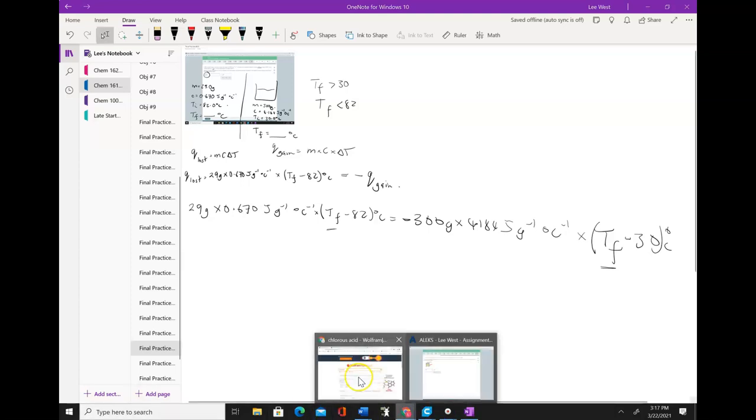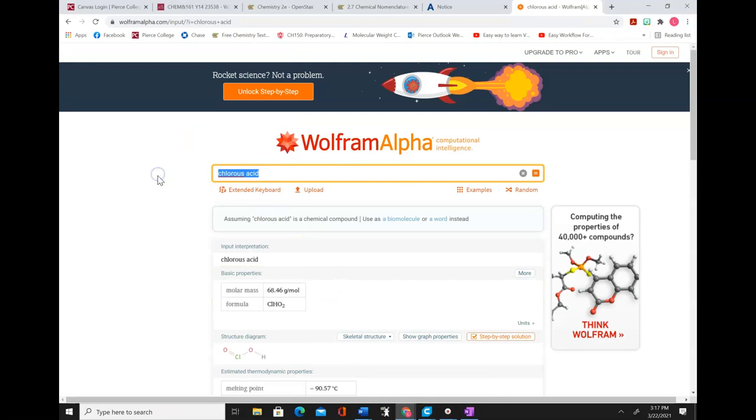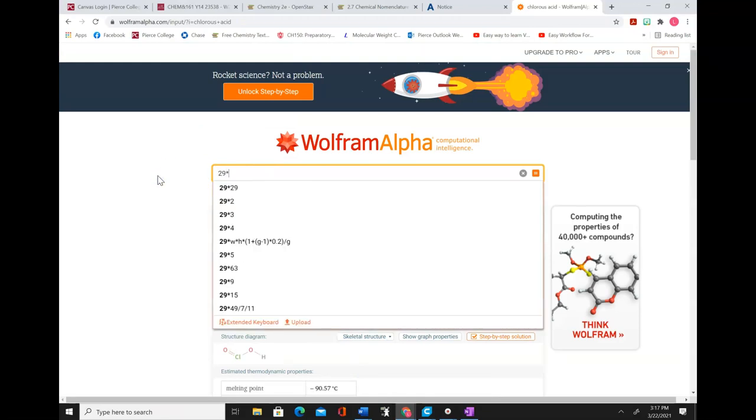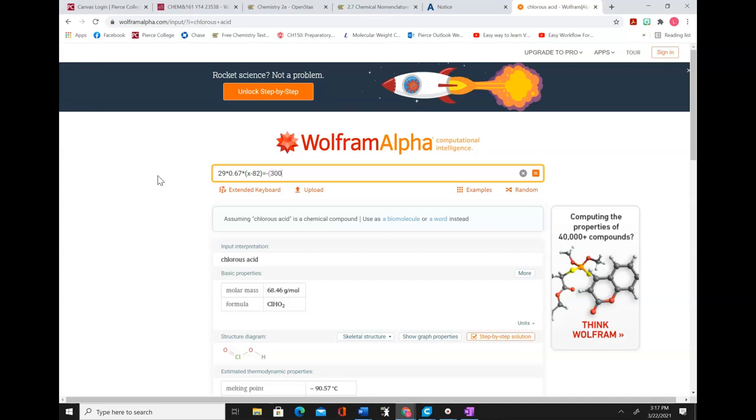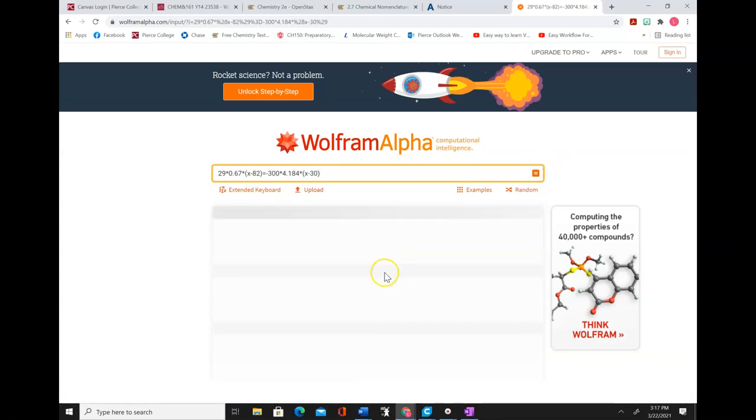So then I'm going to hop on over to my favorite Wolfram Alpha. And instead of putting formulas in, I'm going to be putting in math. And I'm just going to put what I'm trying to solve for in as x. Now, I'll know whether I've got this correct or not because it should be more than 30 and less than 82. So that's always a good thing to know. All right, so I think I got that in there okay. Hit enter.